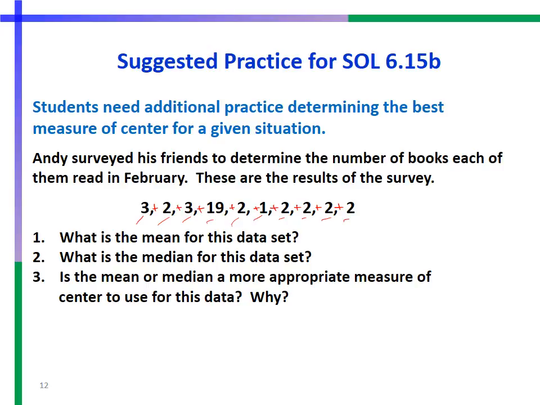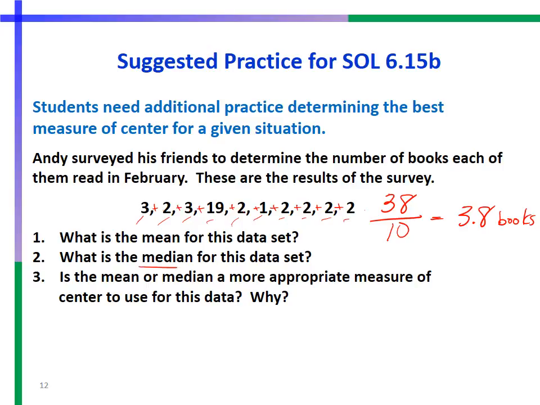Plus 2 gives you 34. Plus 2 gives you 36. Plus 2 gives you 38. So 38 is the total. And we're going to divide that by the number of X's. 1, 2, 3, 4, 5, 6, 7, 8, 9, 10. So we divide by 10. The mean for this data set is 3.8 books. That's an average for the number of books read by these students in February.